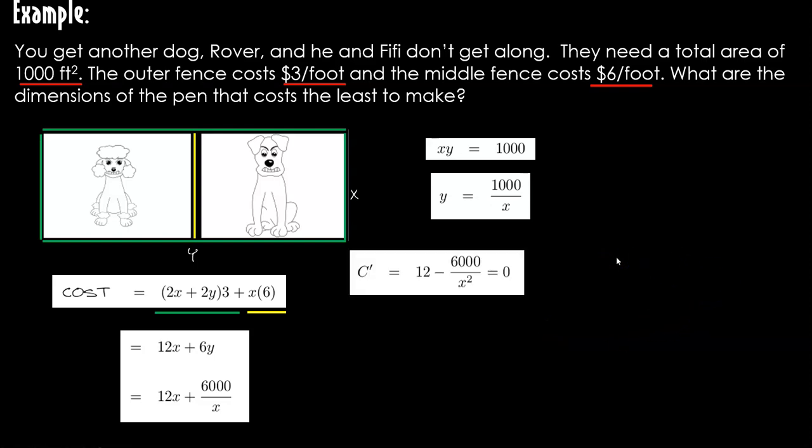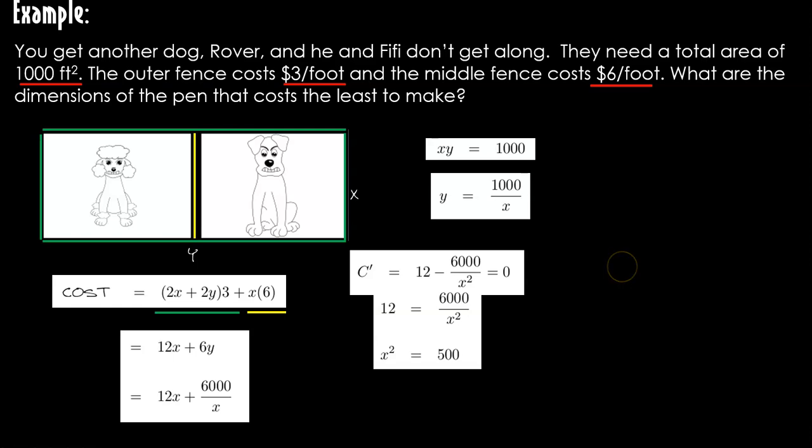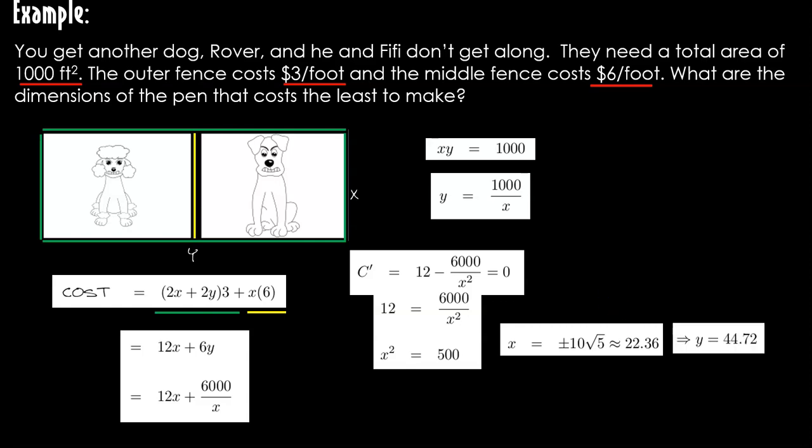Set it equal to 0. Solve. I get 12 equals 6,000 over x squared, so x squared equals 500, which makes x equal to plus or minus 10 square root of 5. Minus doesn't make sense. So it's about 22.36. And that makes y approximately 44.72. What am I looking for again? Dimensions. Okay, so the answer is the best dimensions are going to be 22.36 by 44.72.